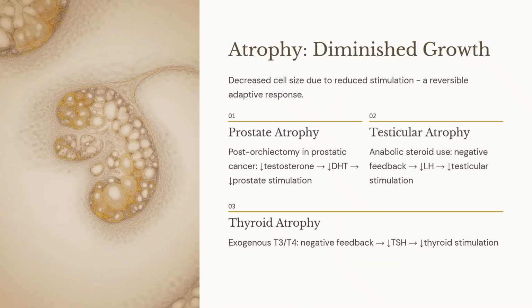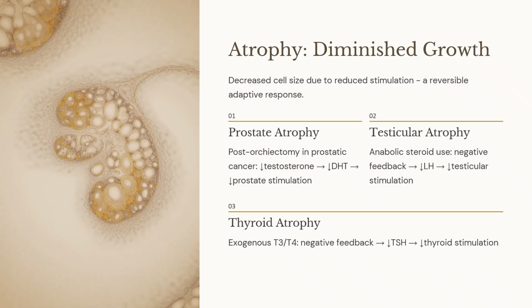Prostate atrophy happens post-orchidectomy. In prostatic cancer, to decrease the stimulation of prostatic growth by testosterone, the testis is removed. That is, after orchidectomy, there is decreased testosterone released. There is decreased dihydrotestosterone. Dihydrotestosterone would stimulate the prostate, but that doesn't happen. So this is known as prostate atrophy following the removal of the testis.